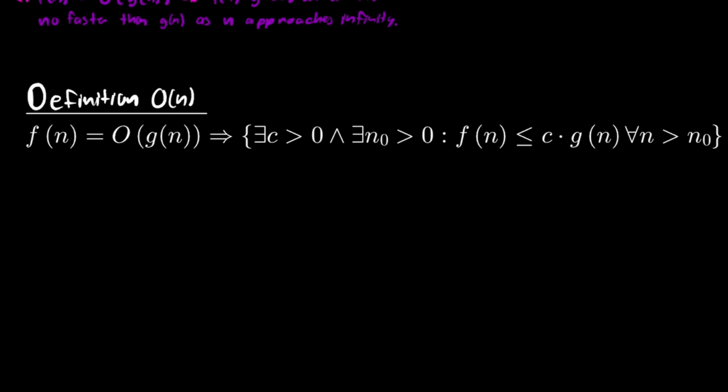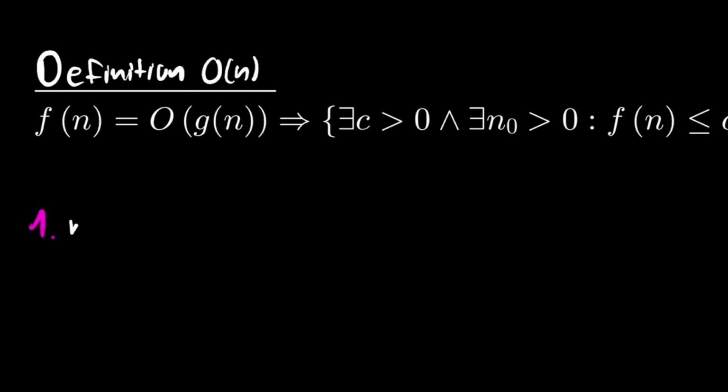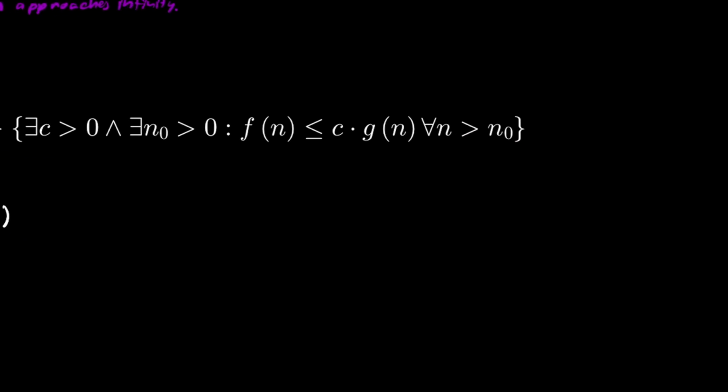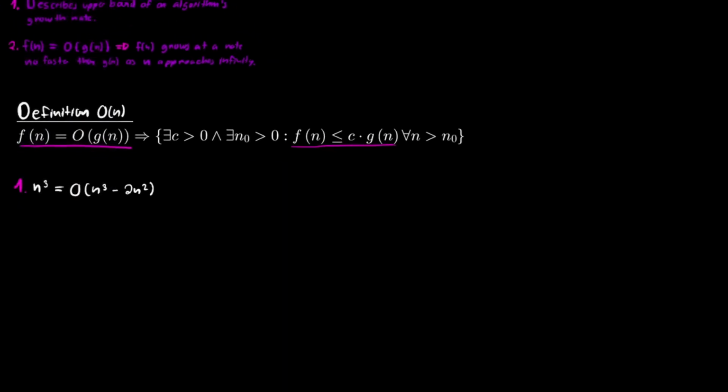Let's say we have, in this case, n cubed equals O of n cubed minus 2n squared. How do we solve this? Well, first of all, we want to see a structure, and we want to focus on two things in our definition. We want to focus on this and on this. These are the two integral parts to solve this type of exercise.